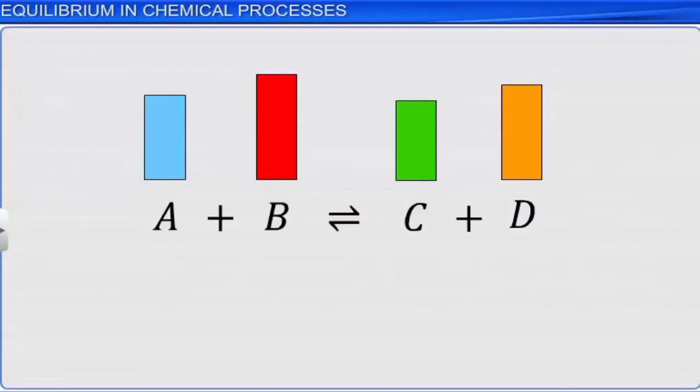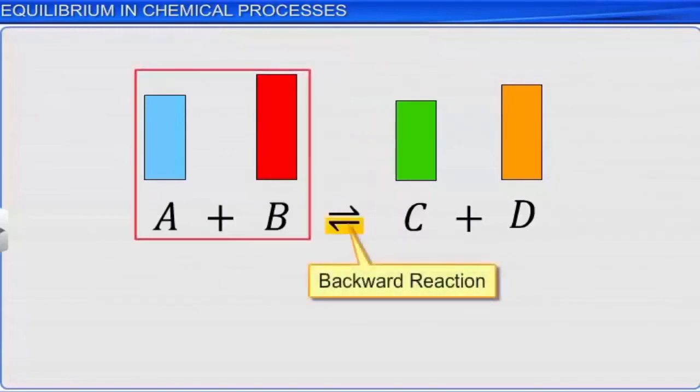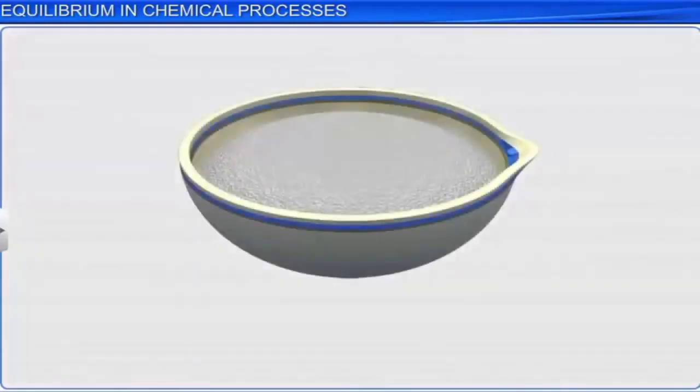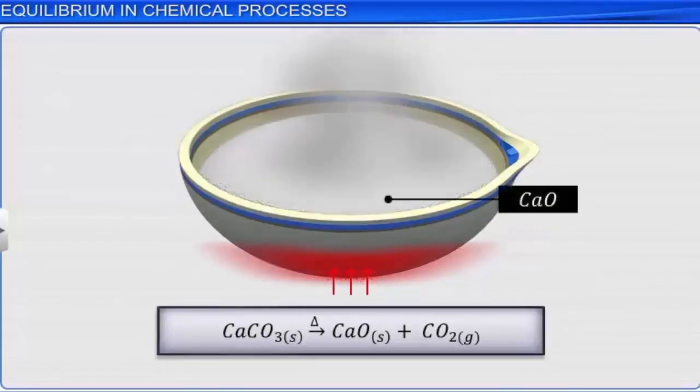In a reversible reaction, the reaction in which the reactants react to give the products is called the forward reaction, while the reaction in which the products react back to give the reactants is called the backward reaction. Depending on the chemical nature of the products and the reaction conditions, the products formed may or may not react to give the initial substances. Let's take the example of the decomposition of calcium carbonate to demonstrate a reversible reaction. When calcium carbonate is heated strongly, it decomposes to form calcium oxide and carbon dioxide gas.